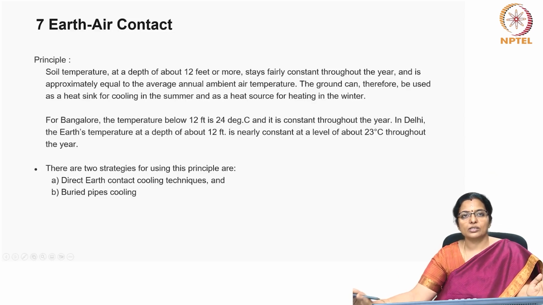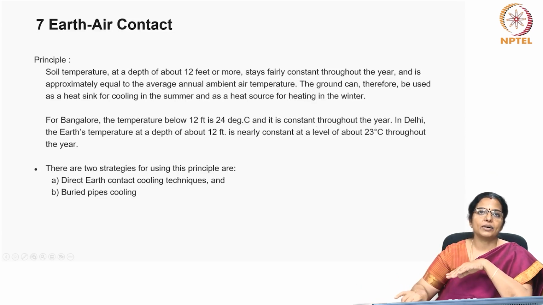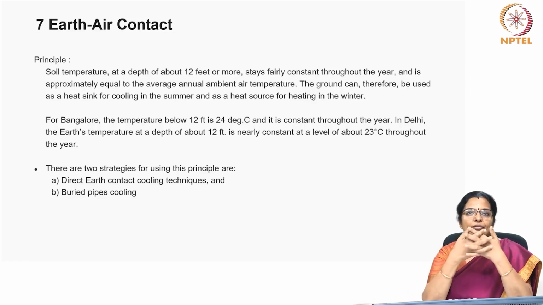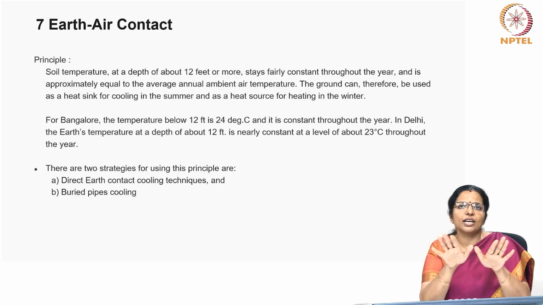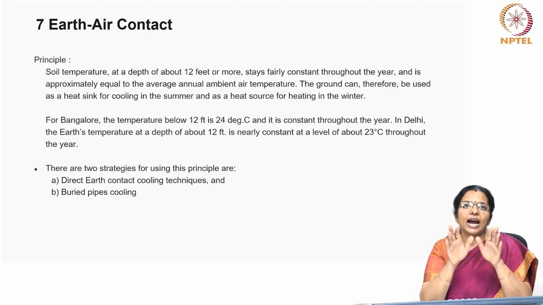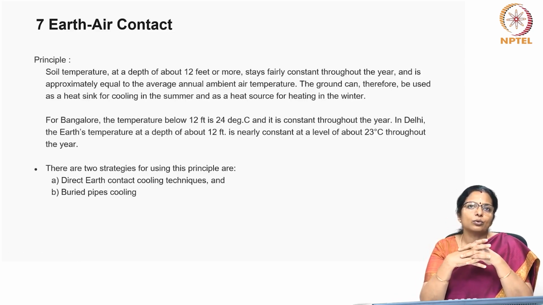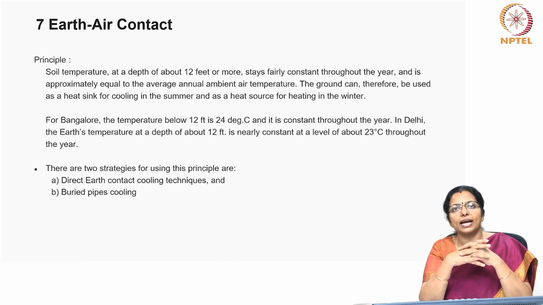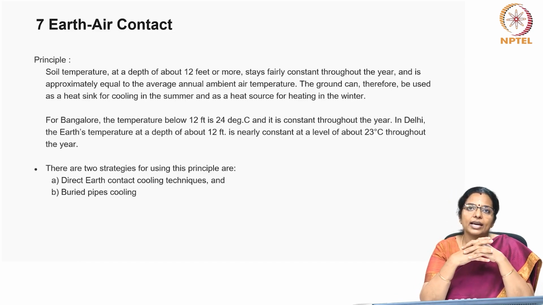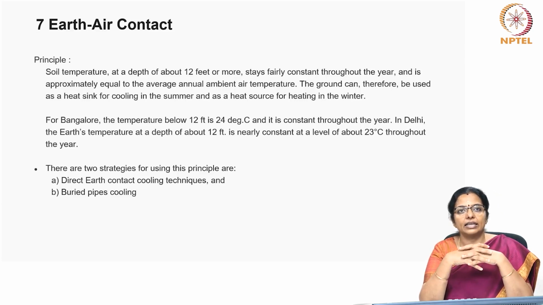So, this works on the principle that the soil temperature at a depth of about 12 feet or more stays fairly constant throughout the year, and it's approximately equal to the average annual ambient air temperature. The ground can therefore be used as a heat sink for cooling in summer and heating in the winter.